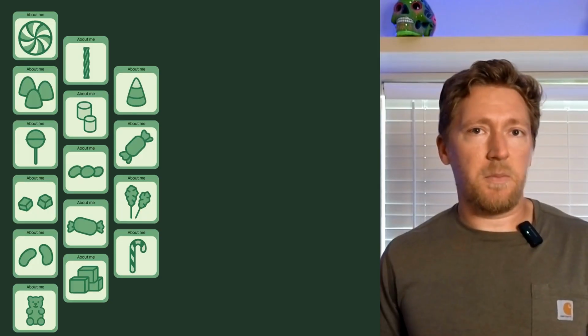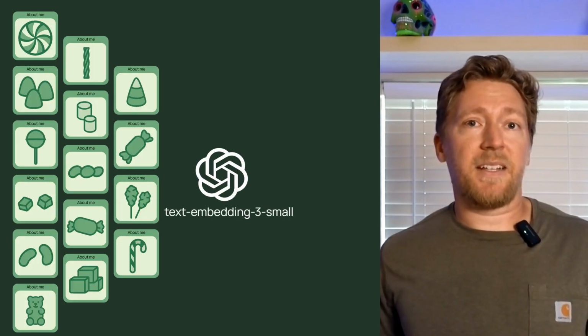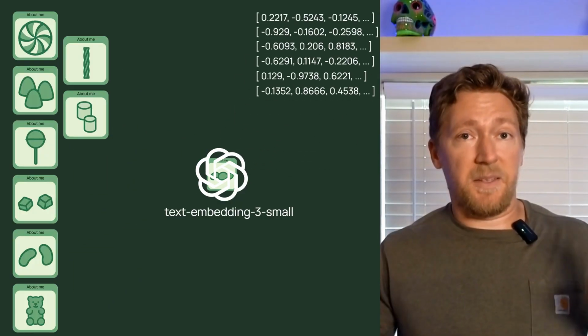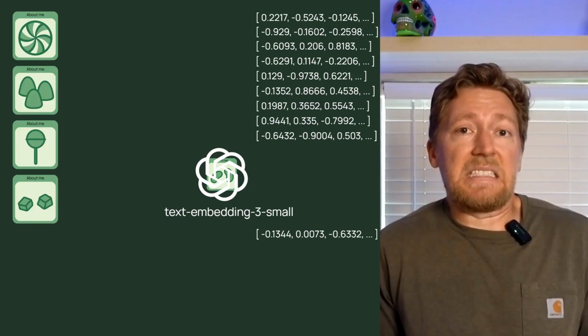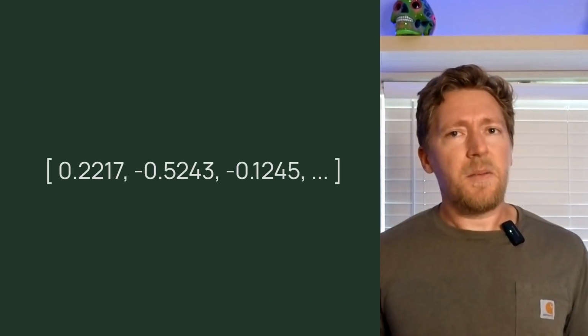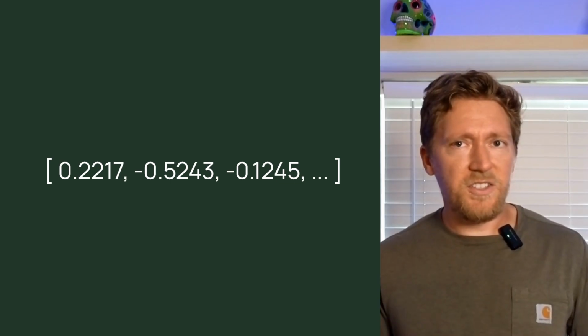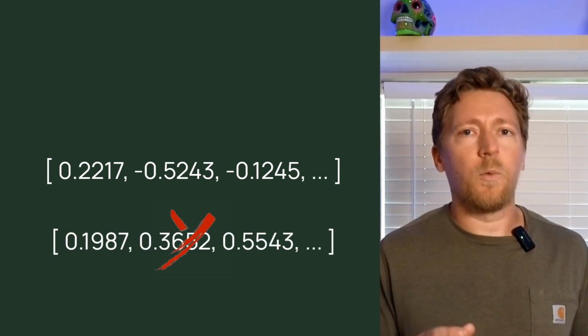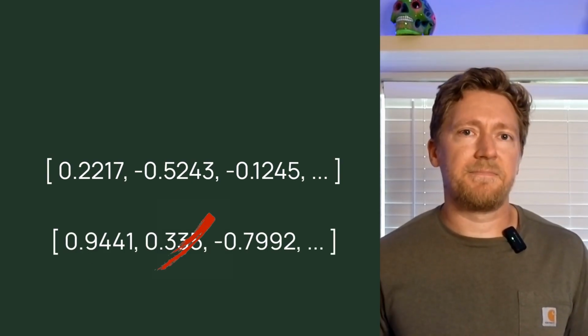Now, we turn each candy's normalized data into an embedding using OpenAI's text-embedding-3-small model. Each embedding is a list of numbers that represents the meaning of our candy data in high-dimensional space. But here's the thing. These embeddings alone are just numbers. Without structure, searching through them means comparing our query to every single embedding, one by one. That's slow and gets slower as your data grows.